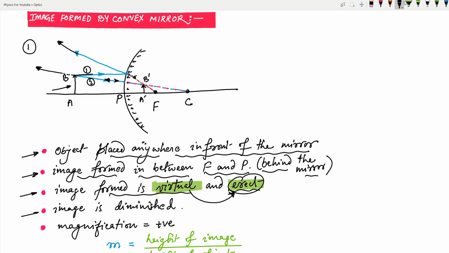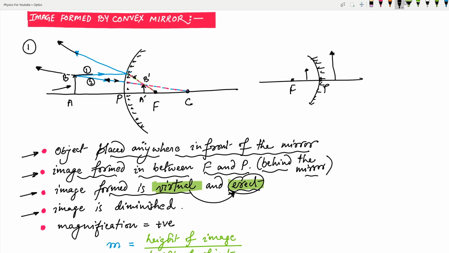Now let's look into our fourth point, that is, the image is diminished, that is, the size will become small, as you can see from the ray diagram. In the earlier case, I said that in case number 6 for concave mirror, whenever a virtual image was formed, that is, if this was the concave mirror, this was focus and this is pole, and we place the object somewhere between focus and pole, we got a virtual image that was magnified, and that is the only case where we can see this kind of behavior.